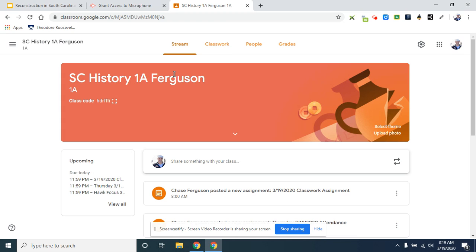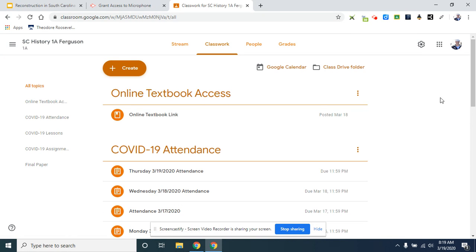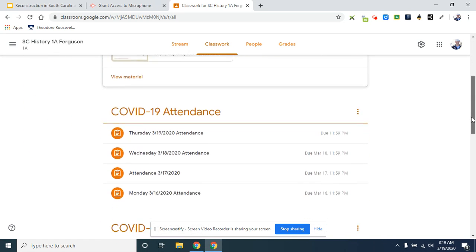Let's get to how I set this up. I made it even more simple than it was. Online textbook access, oh, check that out. With the instructions, just like it always was in the stream, but now it's in one spot. It can't be lost. It's right there. Okay, makes it super, super easy. Okay, then, oh, look, attendance by the day. Attendance by the day, super easy.